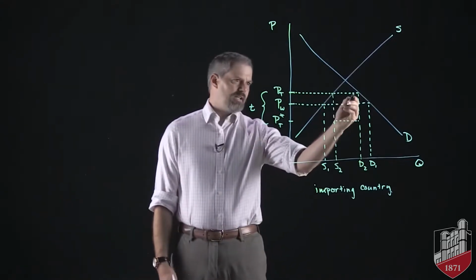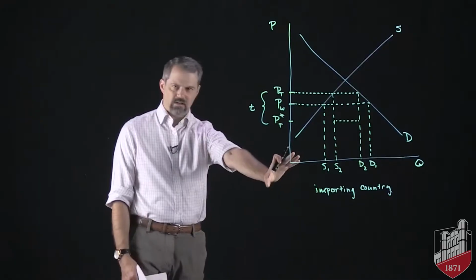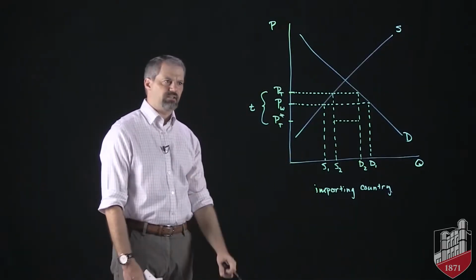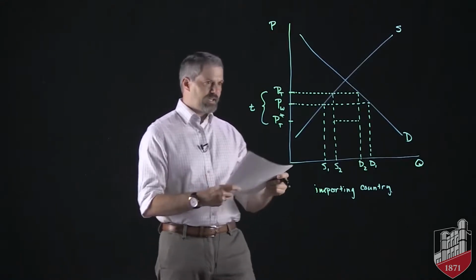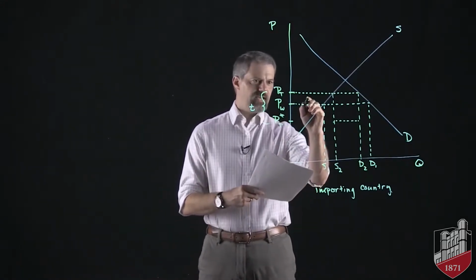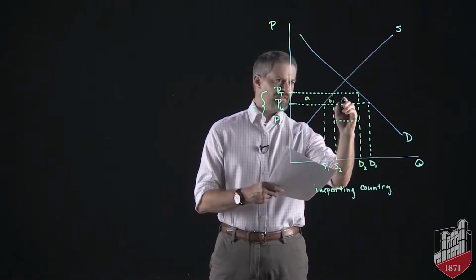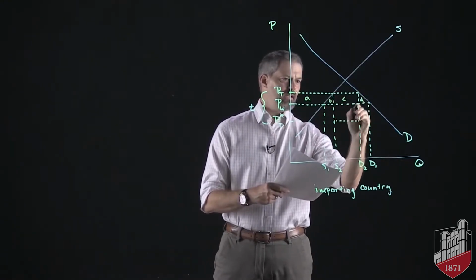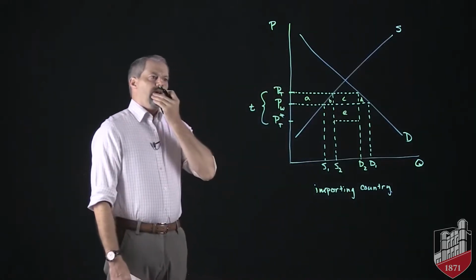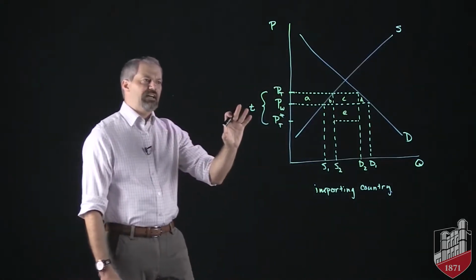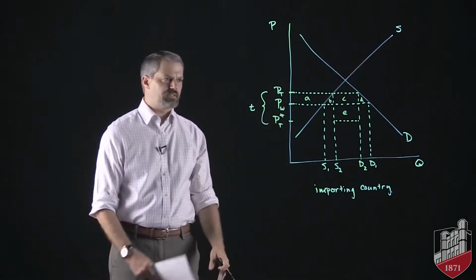This area right in here is going to end up being tax revenue for the tariff imposing country. We'll talk about that here in a second. Now I want to label some areas. Let's label this A, let's label this B, C, D, and we'll label that little chunk E. So now let's think about the effect that this tariff is going to have on both consumer and producer surplus.